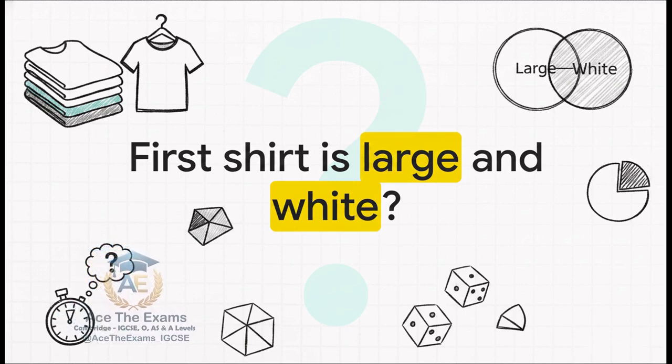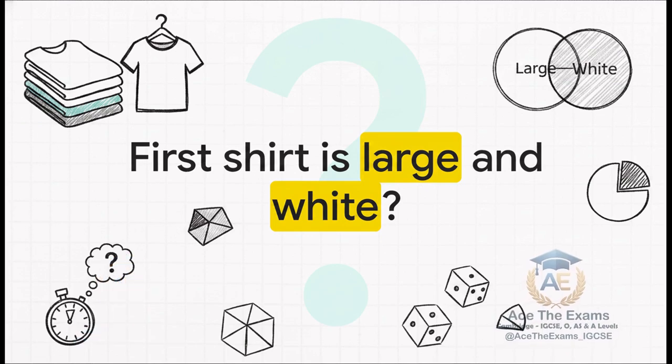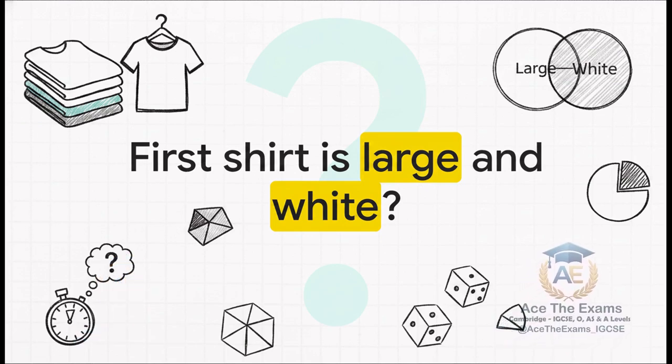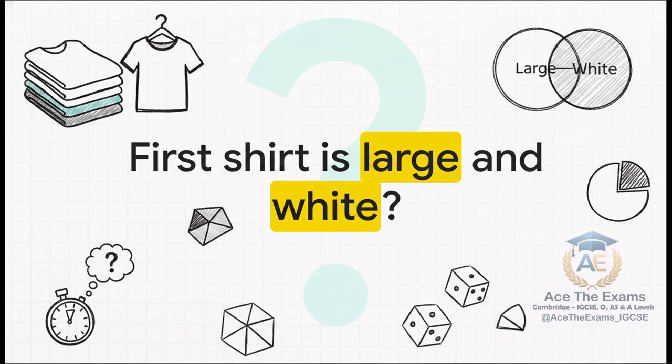Notice the command words here, folks. It's not asking for all the large shirts. It's not asking for all the white shirts. We need the specific intersection of large and white. We need the one specific cell where these two conditions overlap. So, how do we execute the PEEL paragraph for this?